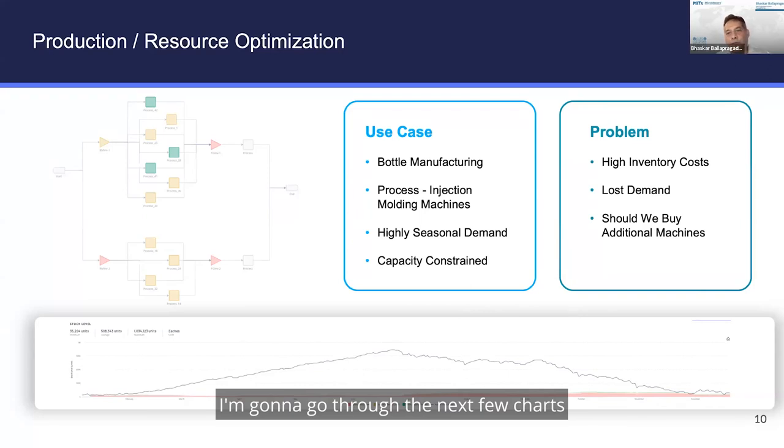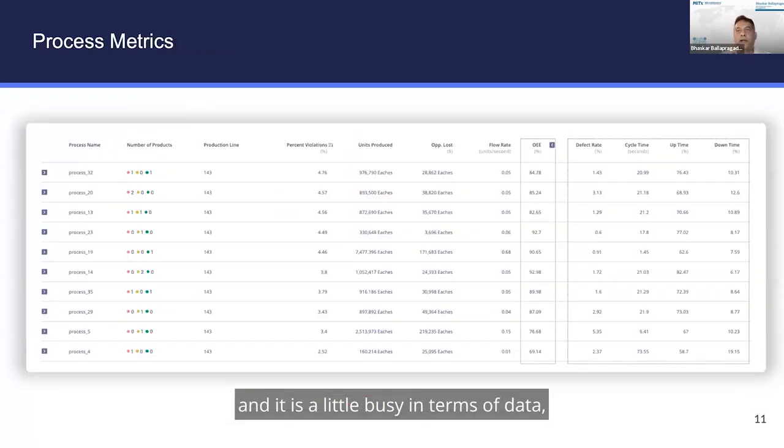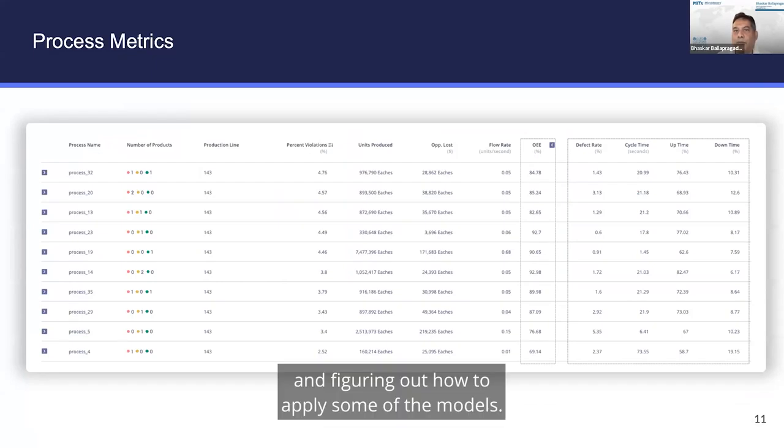I'm going to go through the next few charts, and it is a little busy in terms of the data, but I do want to highlight a few things, because this is what goes into analysis and figuring out how to apply some of the models.